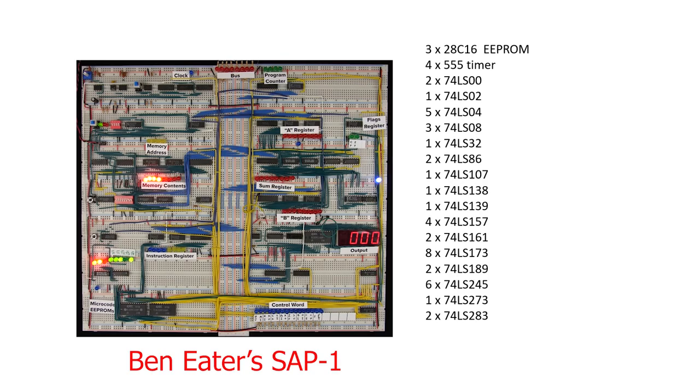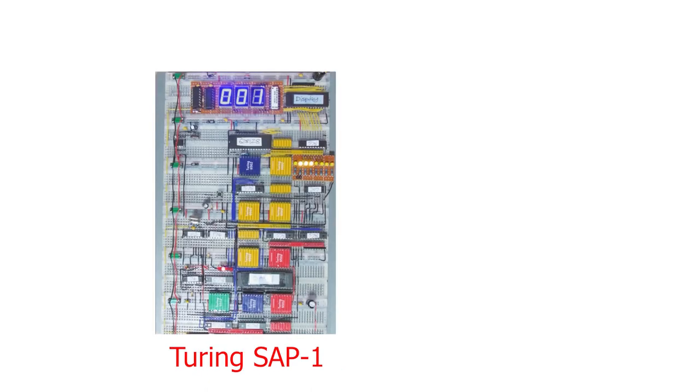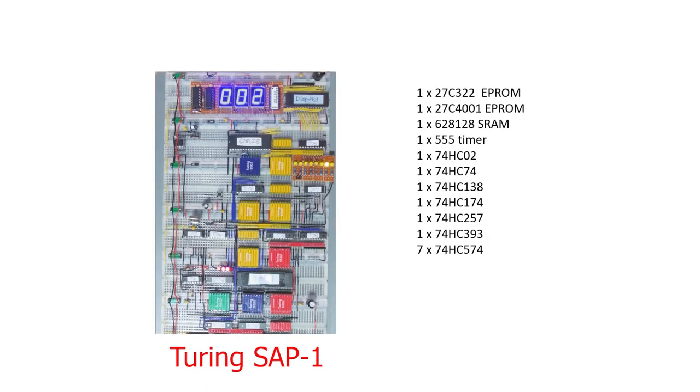His final design uses a number of 7400 series logic chips, and according to the bill of materials on his website, the final tally comes to 49 chips. I'm going to call this build the Turing SAP1, mainly in keeping with the other videos on the channel, and it uses a total of 17 chips. But if I take away the clock circuitry and the display, the total actually comes down to 11. Obviously, Ben Eater could remove these chips as well.